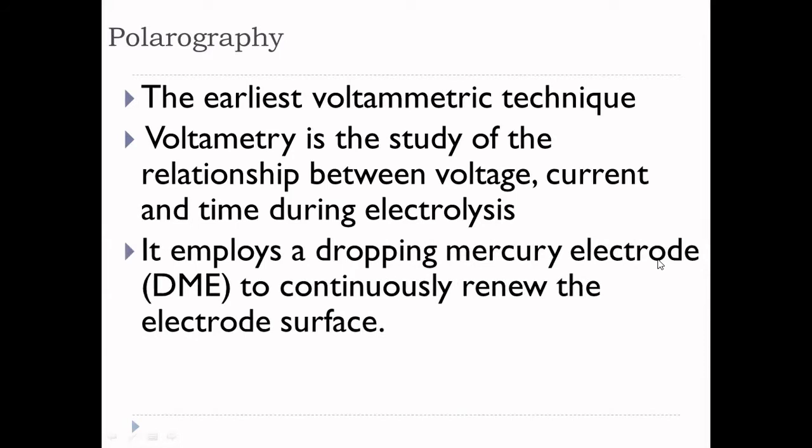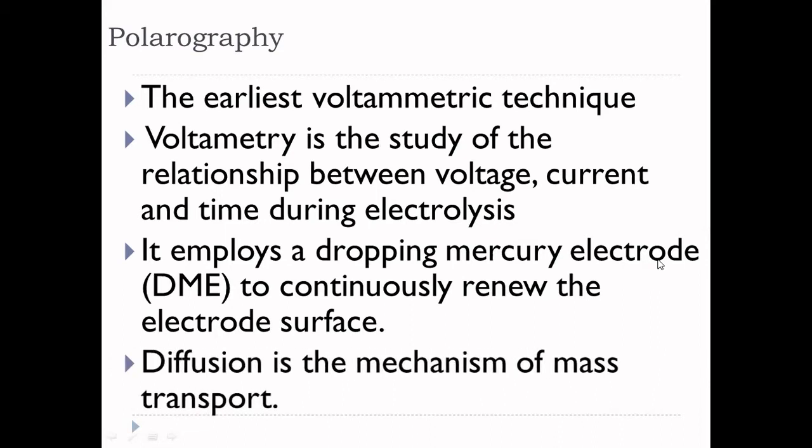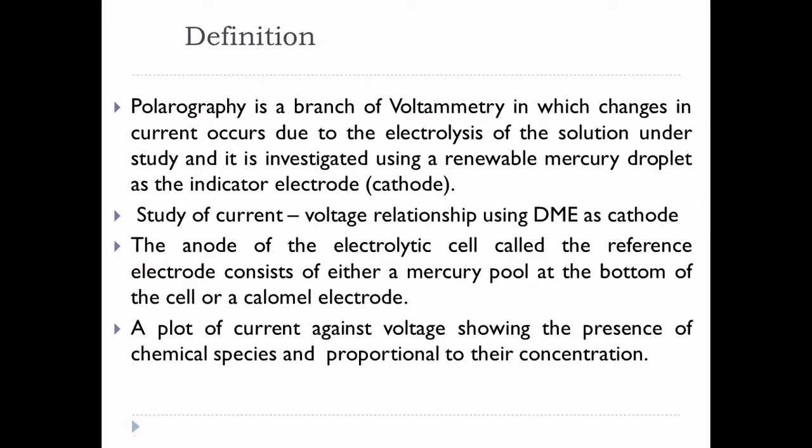If we study electrolysis using the current-voltage relationship, by using a dropping mercury electrode as the cathode, that type of technique is known as the polarographic technique. Diffusion is the main mechanism of mass transport in voltammetric or diffusion polarographic technique. By definition, polarography is a branch of voltammetry in which changes in current occur due to the electrolysis of the solution under study, investigated using a renewable mercury droplet as the indicator electrode, or a dropping mercury electrode as the cathode.